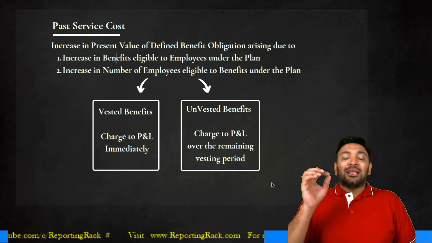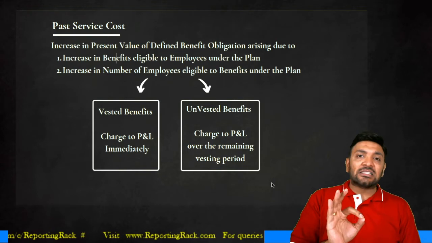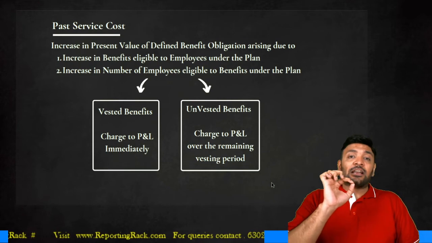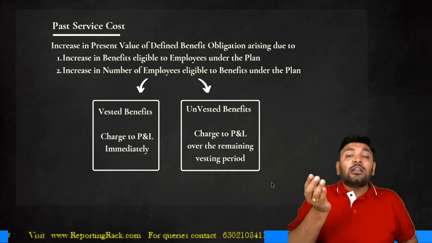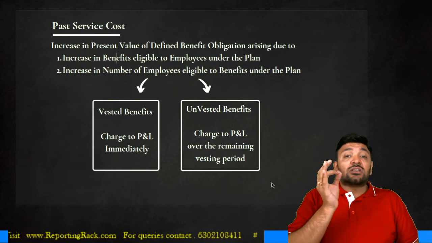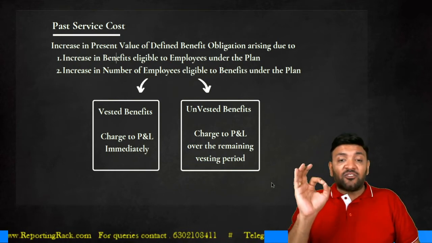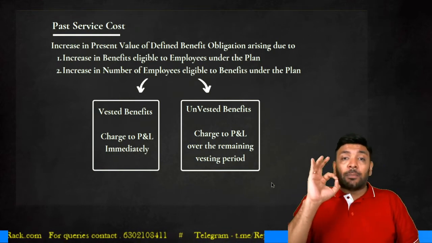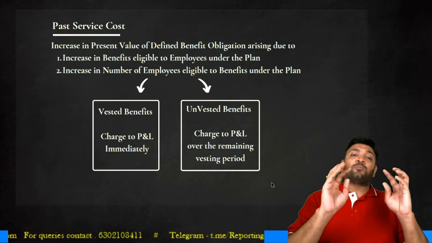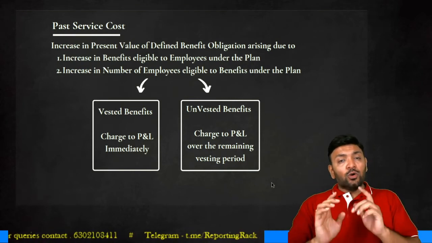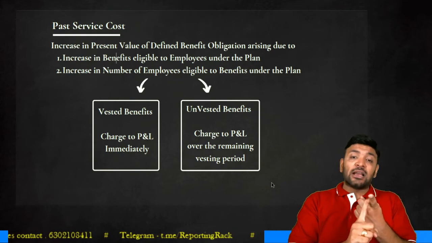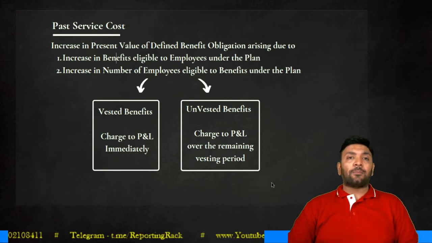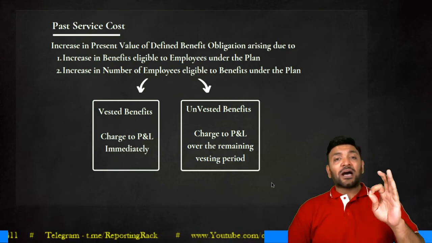So what happened? The benefit is still available to those 70 employees itself. But the benefits payable under the plan, instead of 20 days for every completed year of service, became 30 days. Automatically, the obligation increased. So such increase in the present value of defined benefit obligation arising due to the increase in benefits eligible to the employees under the plan is also called as past service cost. So it could arise due to increase in number of employees entitled to the plan or number of benefits which are available to each employee under the plan. Clear? This is called as past service cost.